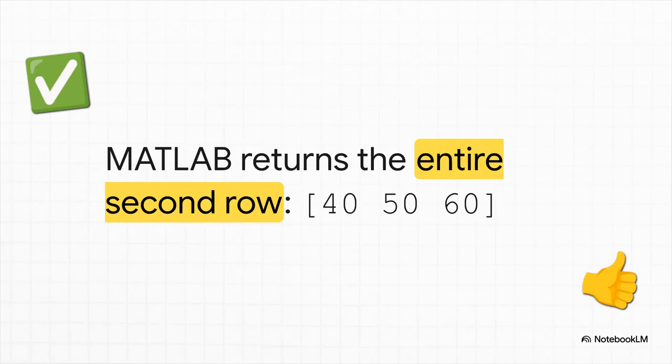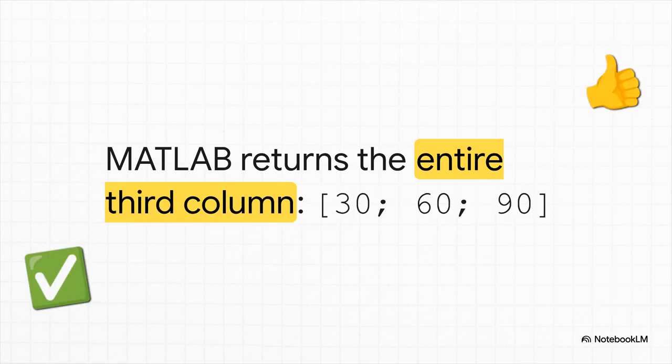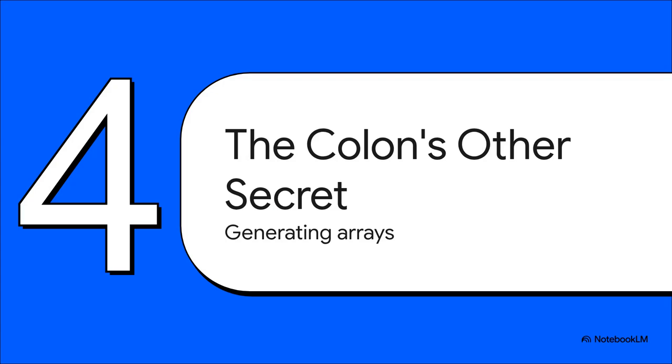And the result for M(2, :)? Well, it's the entire second row. We asked for row 2, all columns, and that is exactly what MATLAB gave us. And you guessed it, for M(:, 3), we get that entire third column. This is so efficient. I mean, imagine you have a massive data set where each column represents a different sensor. This one simple command lets you grab all the readings from just that one sensor, instantly. Super powerful.